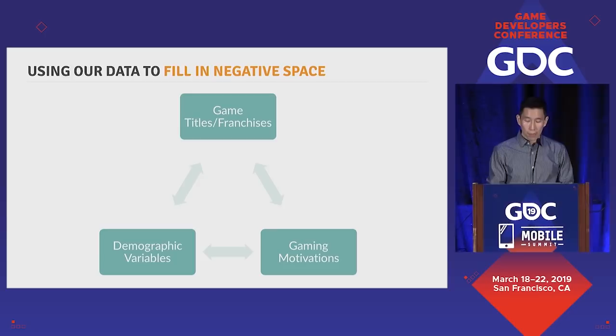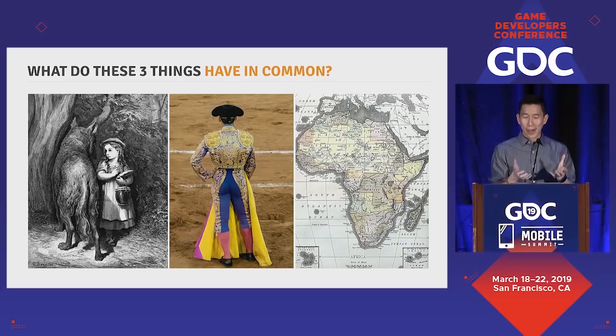So figuring out this negative space is like looking into a bucket of game titles and asking, what do these three things have in common? It's like someone came up to you and asked, what do Little Red Riding Hood, a matador, and Africa have in common? And the analysis that we went through is slowly figuring out that what these things have in common is they all have capes.